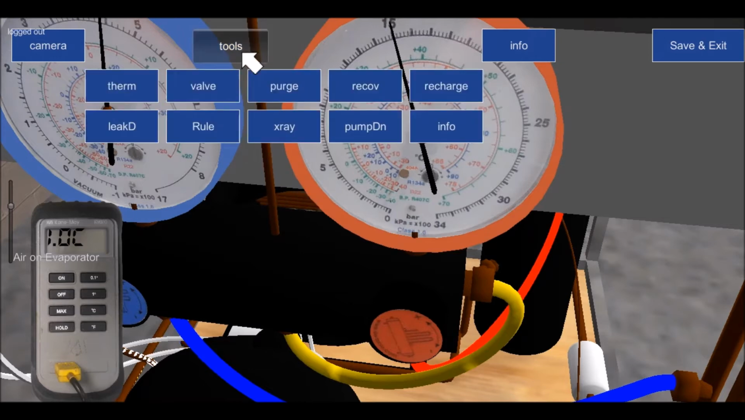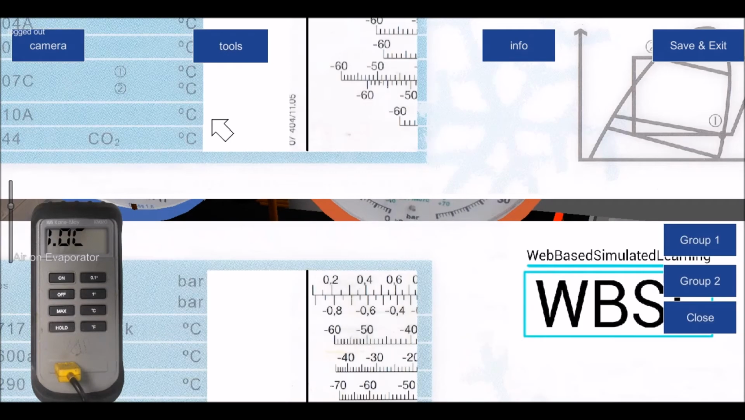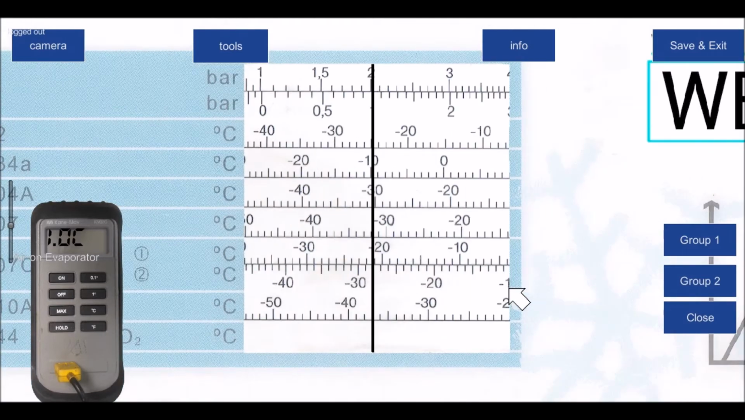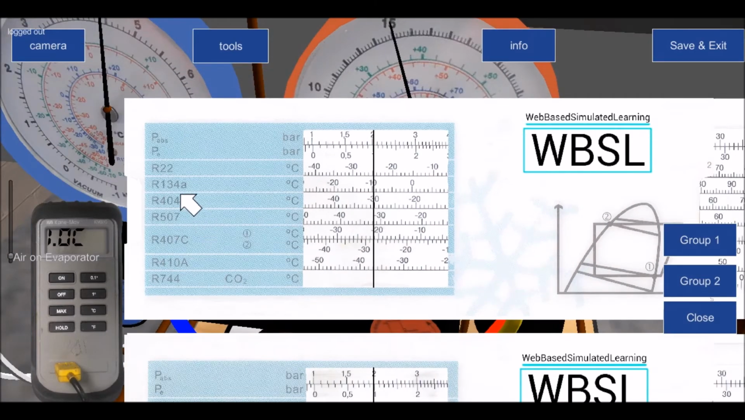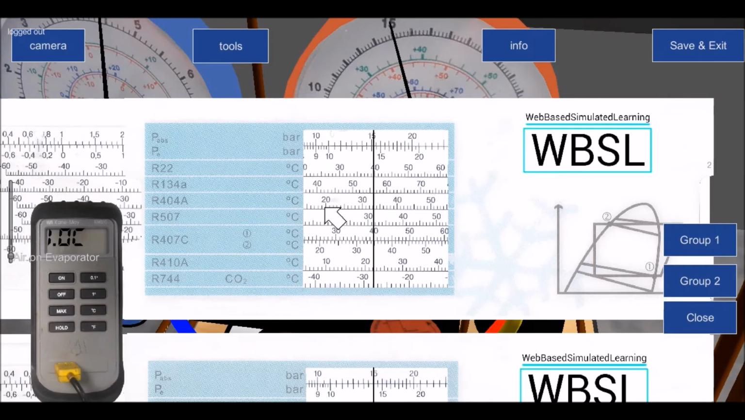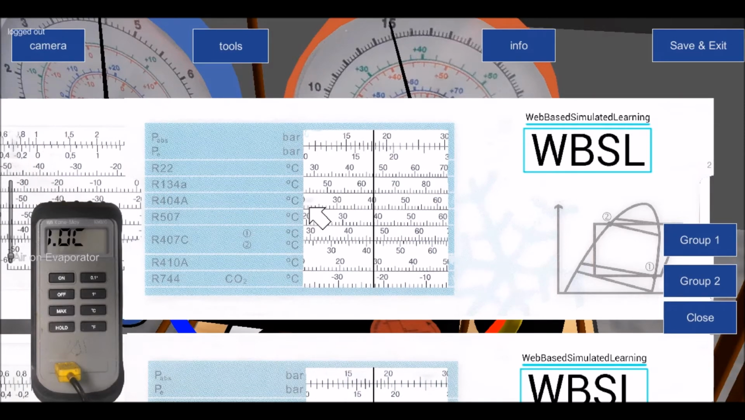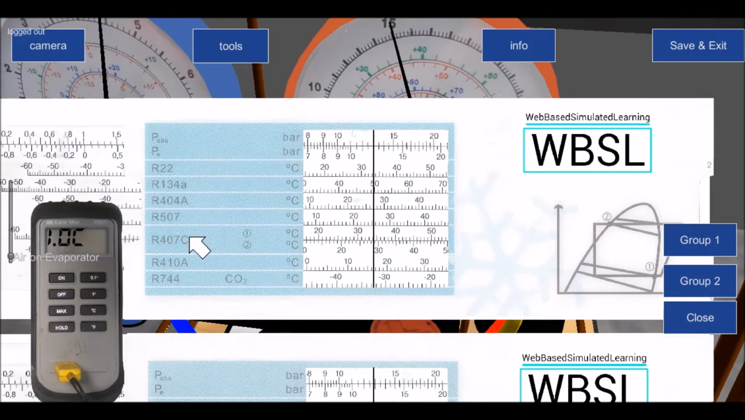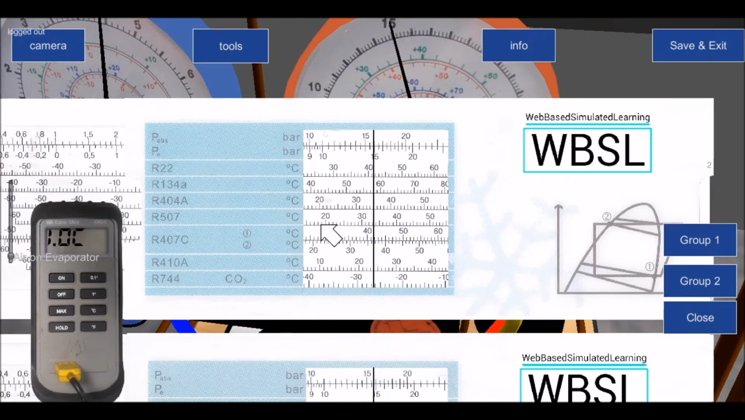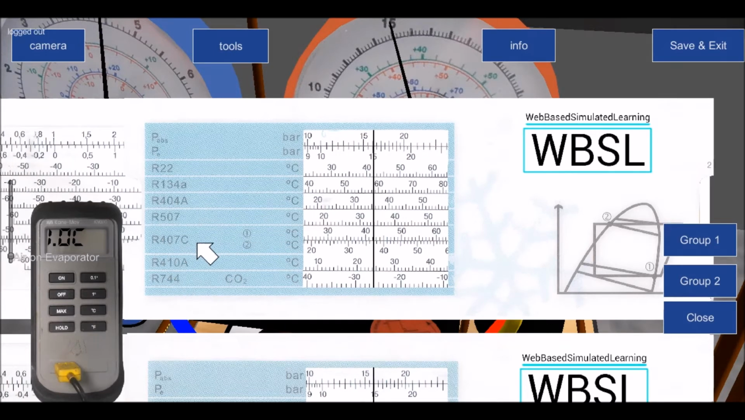But hey, we will use the app or we'll use this slide rule, whichever, because slide rules have been replaced with apps. Let's look at 407C, which is this one here. So let's go to 15 bar. Let's slide down for 407C.